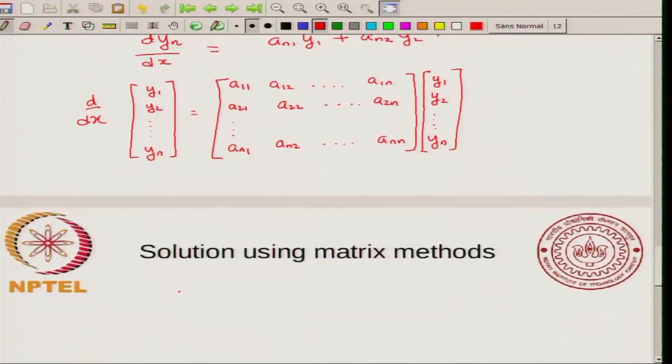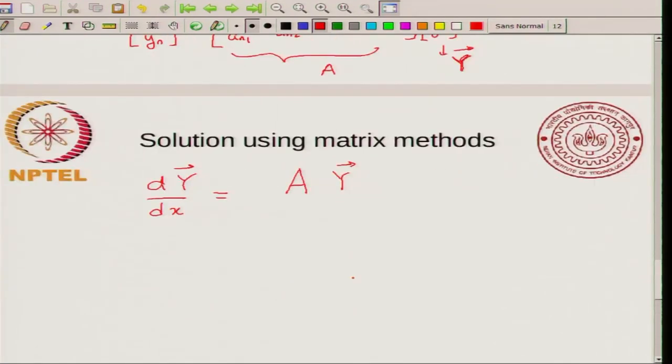So now I can write this in a slightly different form. So let me call this capital Y, which is a vector. Okay, and let me call this matrix A. Okay, so then I can write d of y vector divided by dx, which is the left hand side, as A times y. Okay. Now, this looks just like a matrix equation, A times y is equal to dy by dx. Okay. So, how do you solve this differential equation?